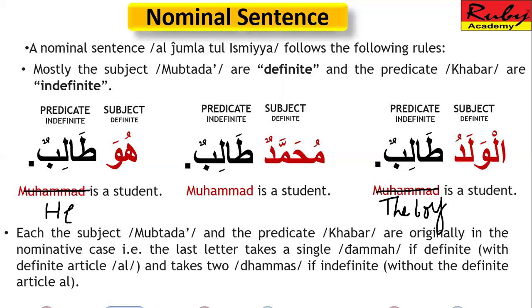So you can see al-waladu ends with one dhamma, so it is definite. Talibun ends with dhamma tanween, so it is indefinite. Muhammadun is a proper noun, so it is definite. Talibun, again, is indefinite. Huwa, the detached pronoun, is always marfu, so it is definite. So we have learned the first rule, that a nominal sentence mostly begins with a noun or pronoun. Second, that it has two parts, mubtada and khabar. Then the status of mubtada and khabar: they are always marfu, but mostly the mubtada is definite and the predicate, the khabar, is indefinite.